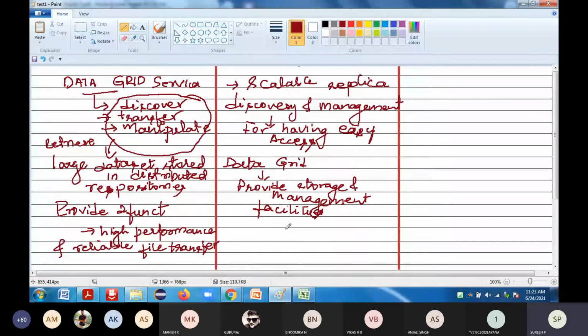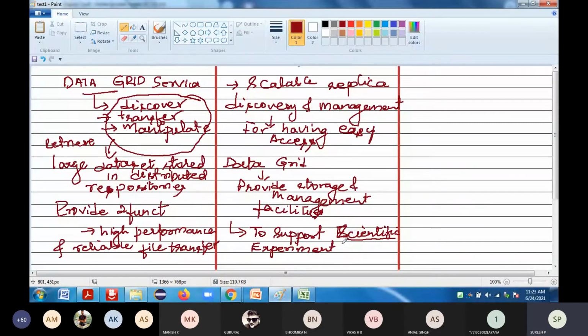For what purpose is it going to provide this? To support experiments. What type of experiment? It is going to support scientific experiments. That word you have to keep in your mind: scientific. Now in scientific experiments, what will happen? You are going to generate a huge amount of data.